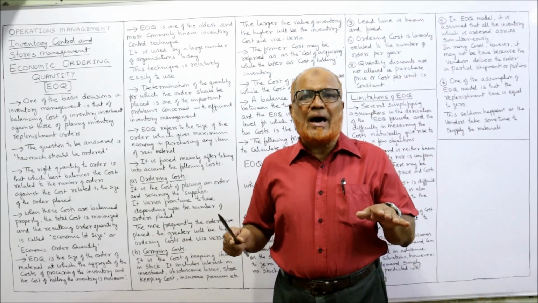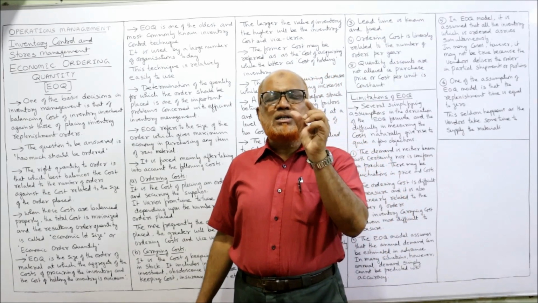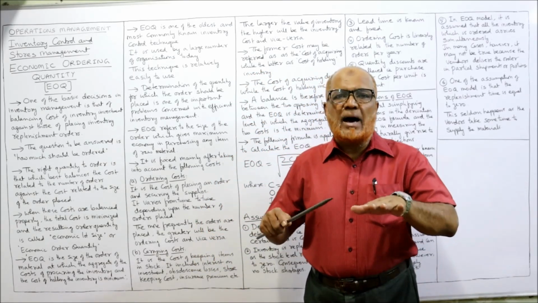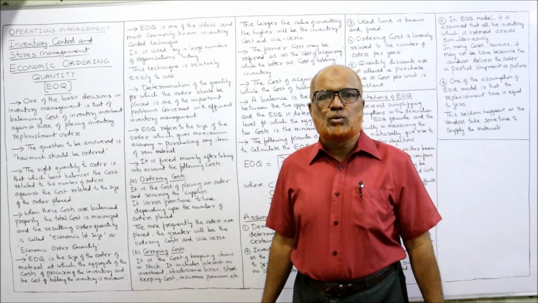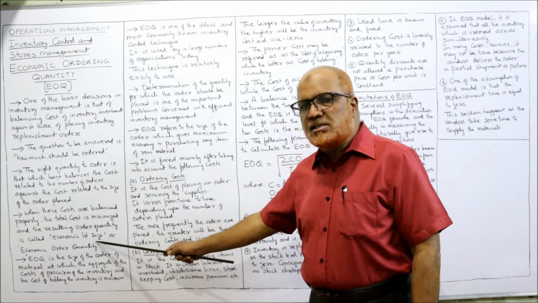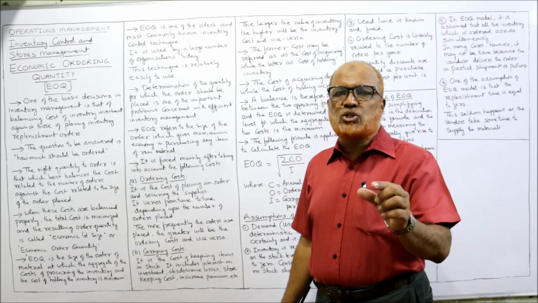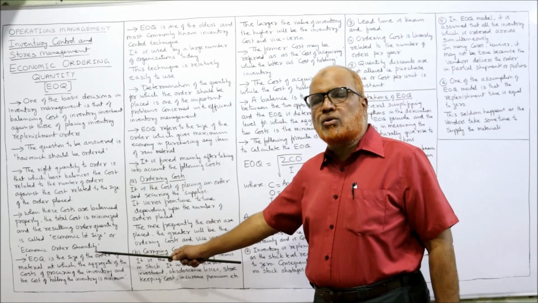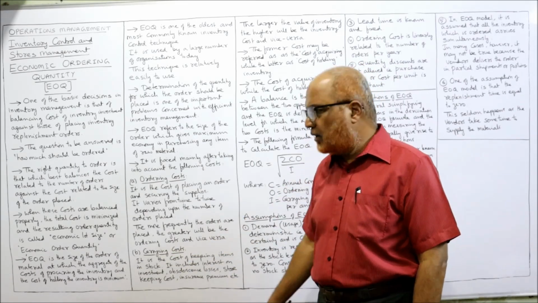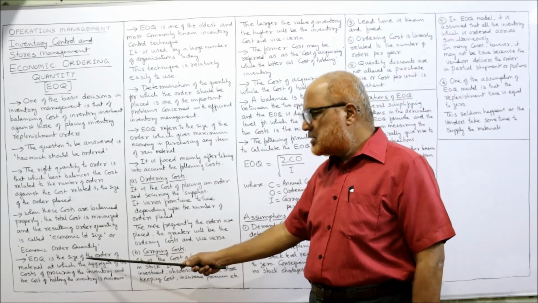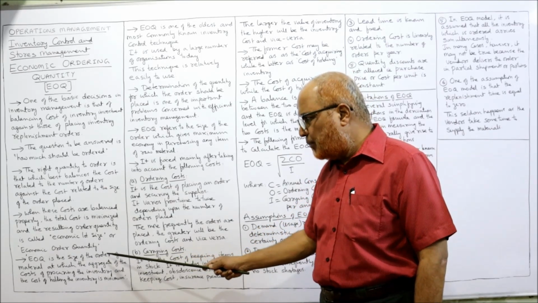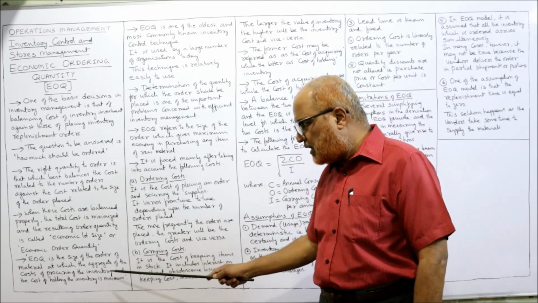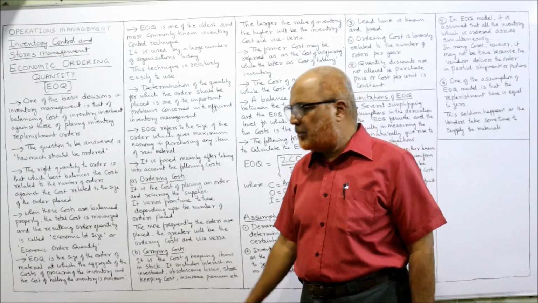So we have to strike a balance. So we have to find out at which quantity, at which lot size, there is a balance between these two costs. And this quantity at which the total of carrying cost and ordering cost is minimum is called EOQ, economic ordering quantity. So EOQ is the size of the order of material at which the aggregate of the cost of procuring the inventory and the cost of holding the inventory is minimum.